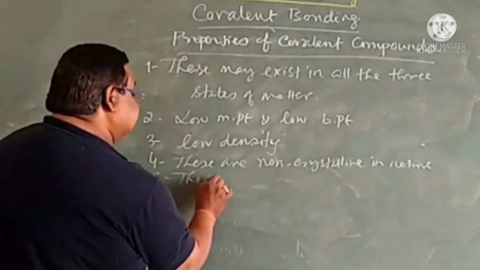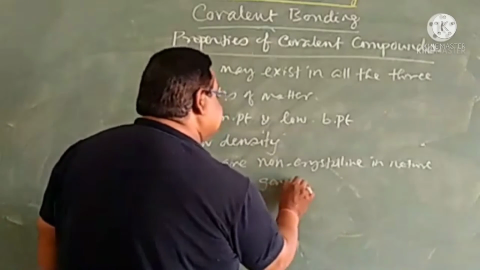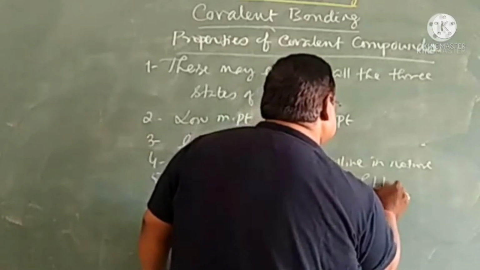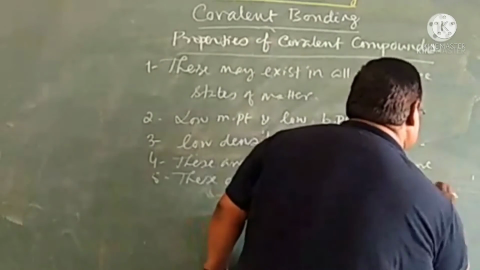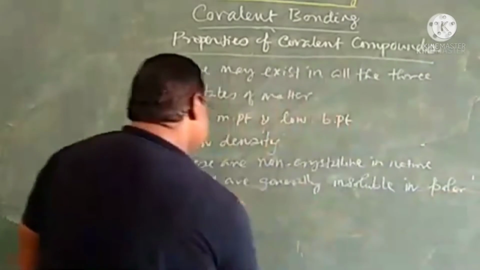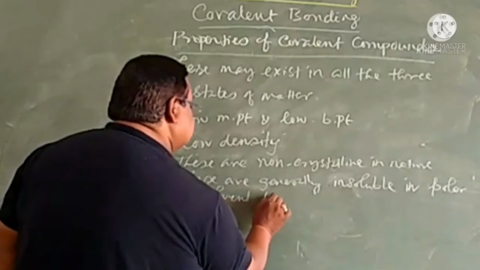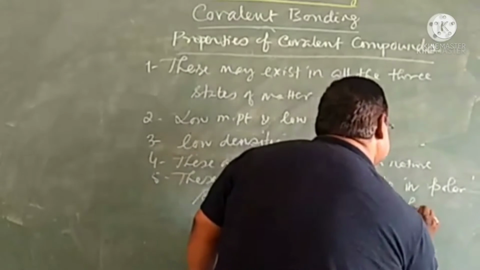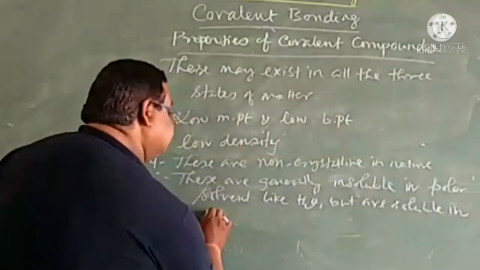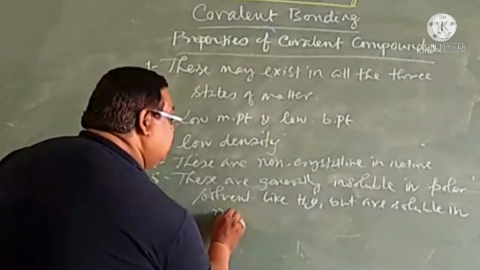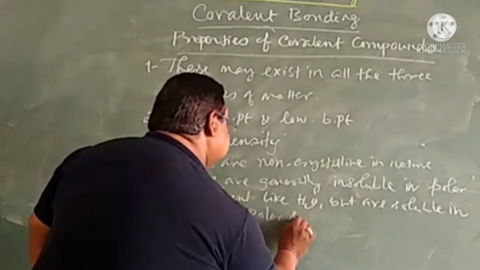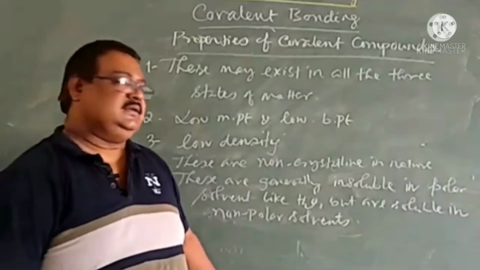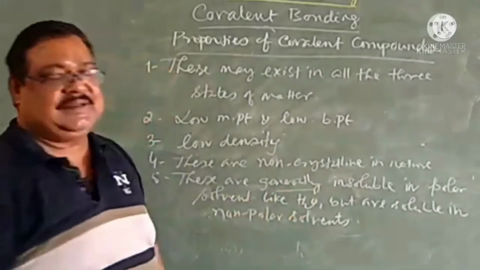Again, these are generally insoluble in polar solvent like water, but are soluble in non-polar solvents like benzene, ether, carbon tetrachloride, etc. Generally, not all of course, exceptions are there.